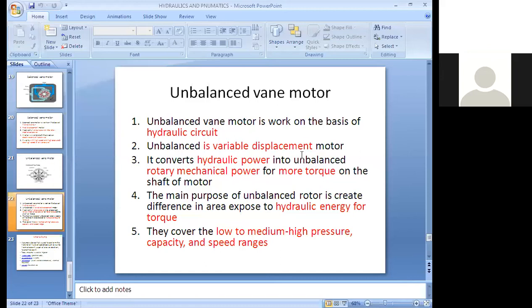The fourth point is the main purpose of the unbalanced rotor, why we are using it. The main purpose of the unbalanced rotor is to create a difference in area exposed to hydraulic energy for the torque. The area is like a kidney shape: in the upper portion it has a large space, and in the bottom portion it has less space. You can call it a kidney shape. So it is the area exposed to the hydraulic energy for torque. I hope you understand.